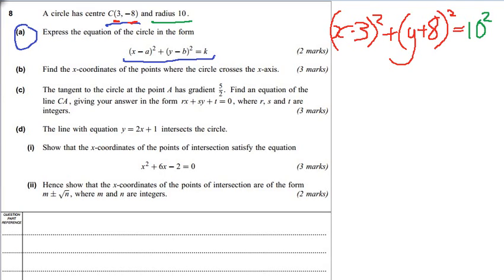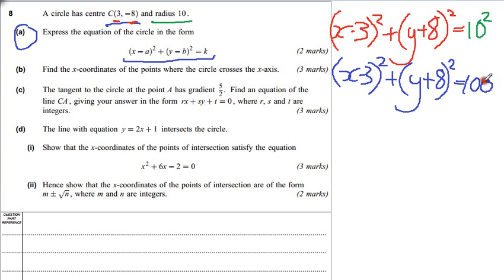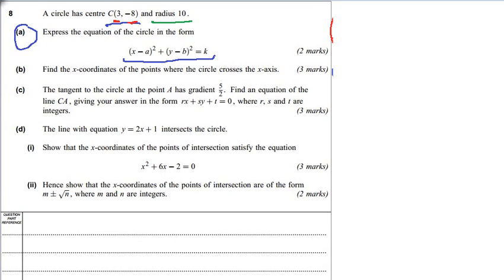So quite easy to get caught out like that, but it just means that your answer is going to be (x minus 3) squared plus (y plus 8) squared equals 100. There you go, that's your answer for the first one. Not too difficult if you remember that trick, which I hope you will after I've pointed it out 8 times.